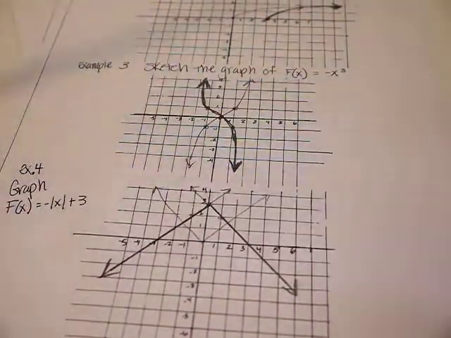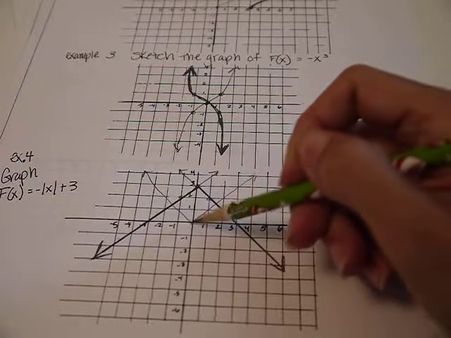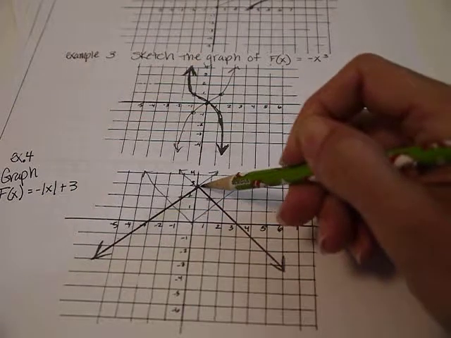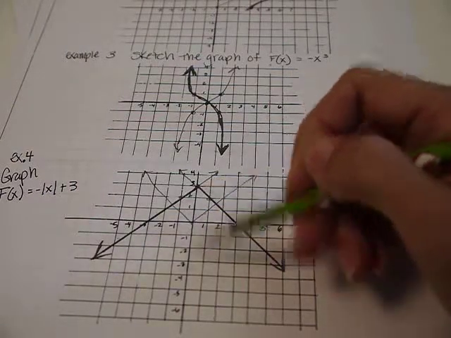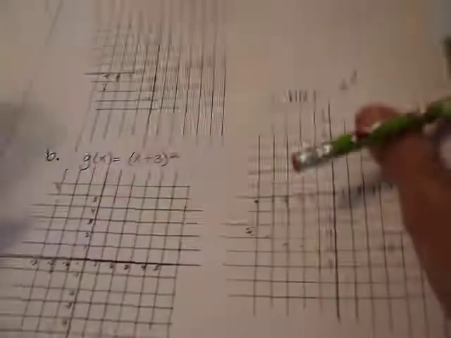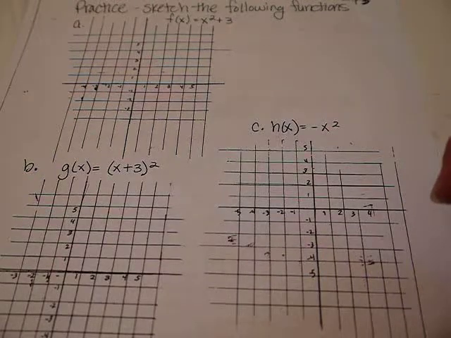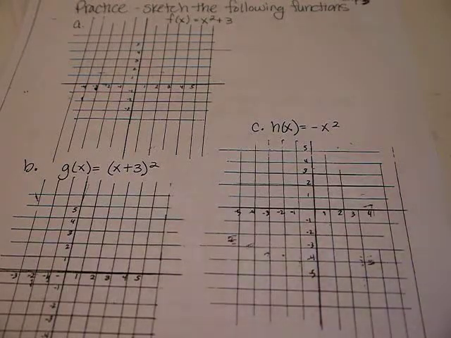There it is. So I could have taken the parent, reflected it over, and moved it up 3 spaces, or moved it up 3 spaces and reflected it. So that's how that looks. Now we have practice. So I would like you to pause the video and then go ahead and try these. And then I want you to check your answers once you're done.